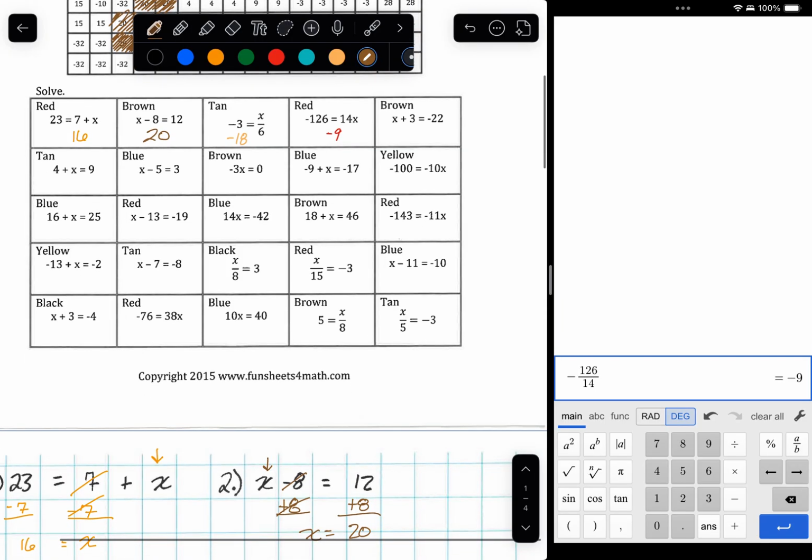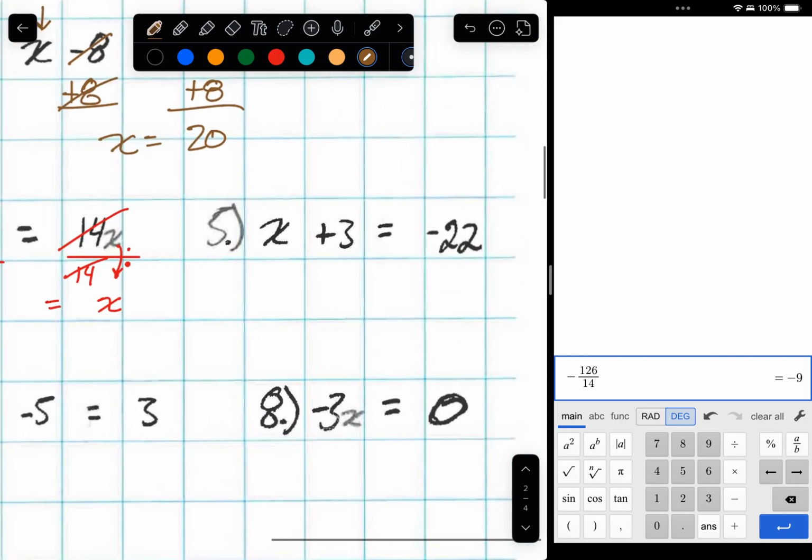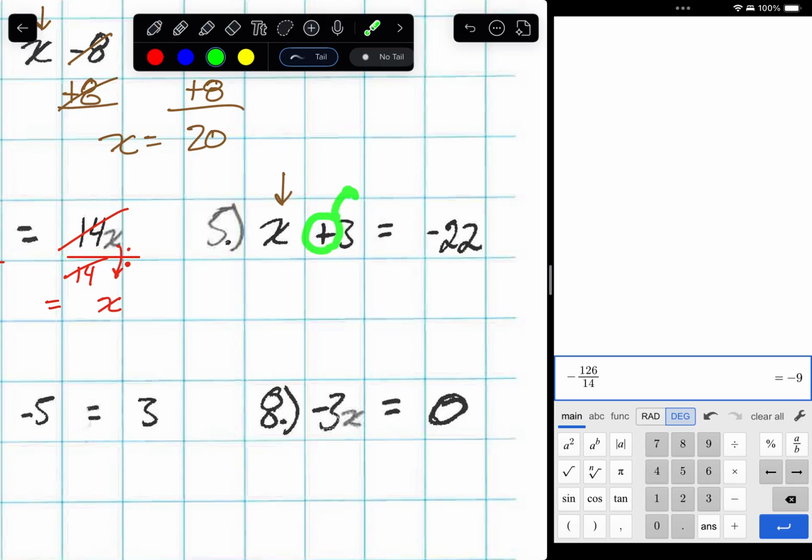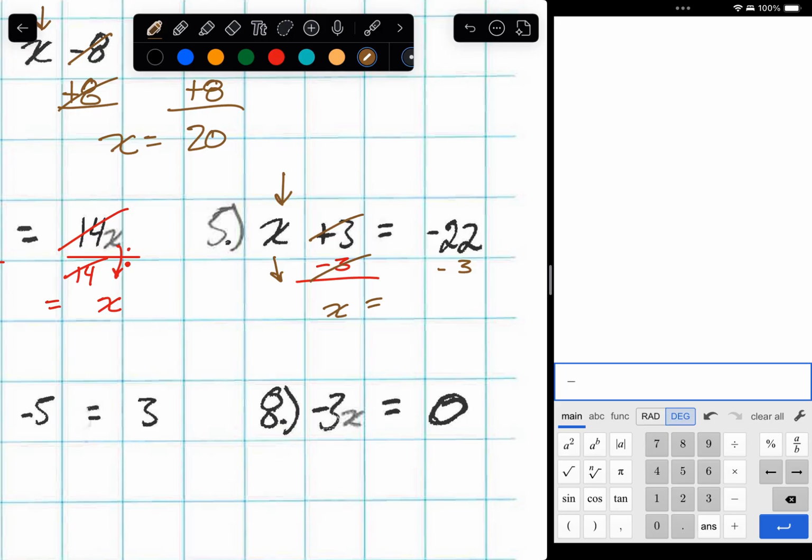X plus 3 is equal to negative 22. Just do the opposite. Look at X. What's happening to X? Plus 3. Do the opposite. Minus 3. Anytime you see a negative, just use your calculator. Negative 22 minus 3 is negative 25.